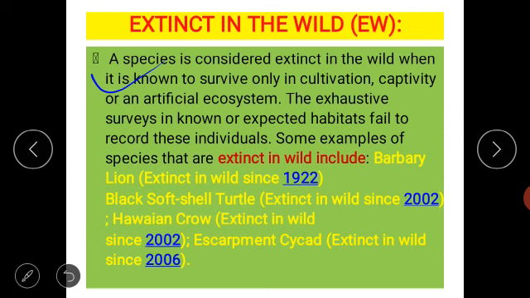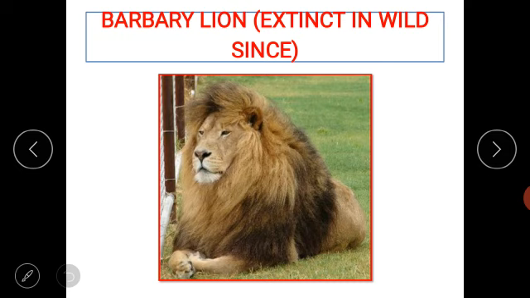Some examples of species that are extinct in the wild include Barbary lion, black soft-shelled turtle, Hawaiian crow, escarpment cycad. These are extinct in the wild. Means they are not present in the forest, but they are in an artificial environment like zoo parks and laboratories under control. That is extinct in the wild. This is the example of extinct in the wild, Barbary lion. Now it is not present in natural habitat.